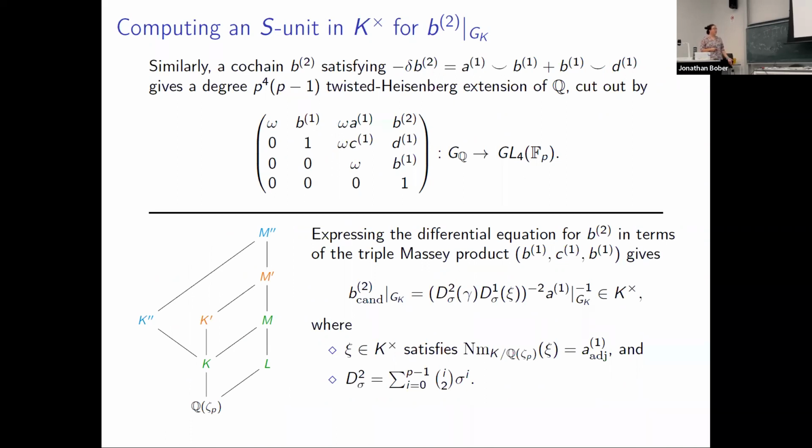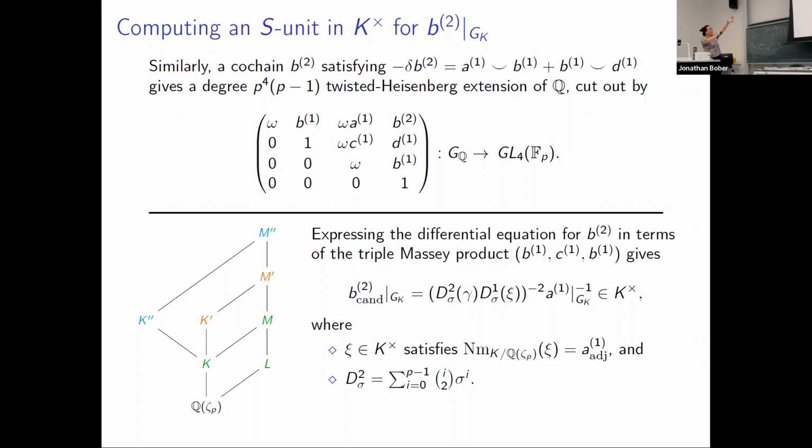So it's still in terms of these Kolyvagin derivative operators, but to give you a little bit of idea of where it's coming from, if we look at this triple Massey product, B1, C1, B1, you can notice that those are the entries along the off diagonal in this matrix. And so just as a cup product kind of contains the information about whether or not we have this cochain in our upper right entry, you can view this as two overlapping.